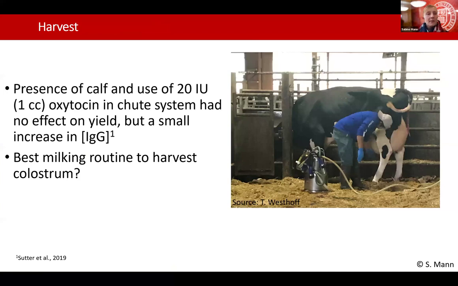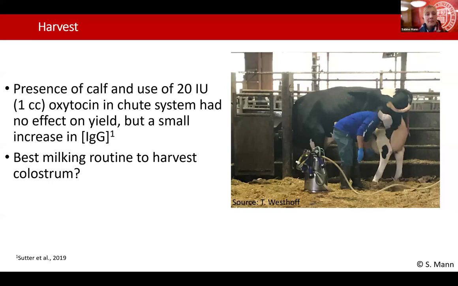And then harvest of colostrum. There's been relatively little attention paid to what are the best recommendations for getting colostrum out of the cows. So we're worrying about how to make them produce good colostrum, but what is the best way of actually getting it into the bucket? A group out of Germany has looked at this in terms of using oxytocin at time of colostrum harvest. Surprisingly, against their hypothesis, they couldn't find an effect on increased yield when they were using it, but they saw a little bit of an increase in IgG concentration, quite a small increase. But again, no increase on yield, which is what we would normally use oxytocin for, milk letdown.